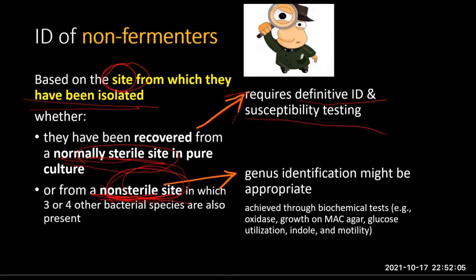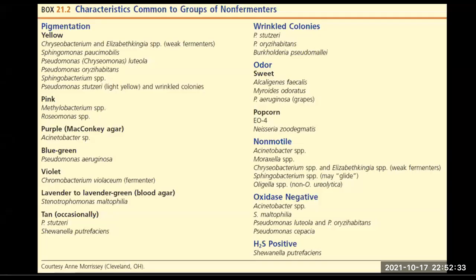genus identification might be appropriate, which can be achieved through the use of a few biochemical tests like oxidase, growth on MAC, glucose utilization, motility, and indole. Alternatively, identification as a non-fermenter, not P. aeruginosa, Acinetobacter, Burkholderia, or S. maltophilia, may be all that is needed, especially when cultures are mixed with many other bacterial species.